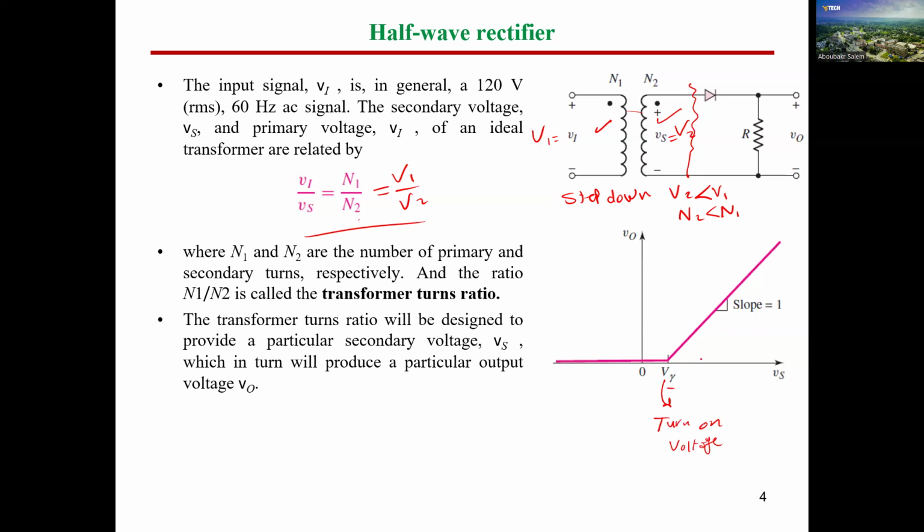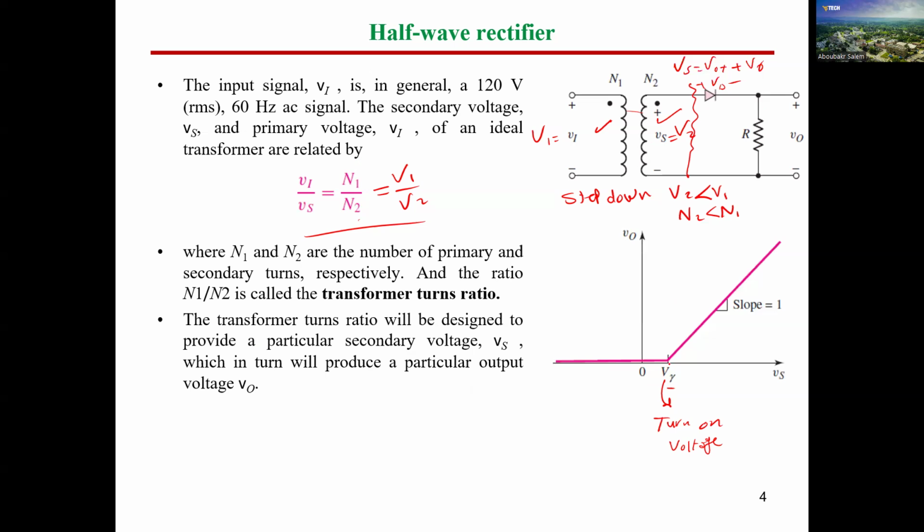Why? Because as you can see, this is Vs, the AC secondary volt, and this is Vout. If you apply Kirchhoff's voltage law, you will find that Vs equals Vout plus the voltage across our diode, which is Vd, and this is nothing but V gamma during turn on. So this is the expected characteristic of the output of our rectifier. Okay, guys, so this is the shape.